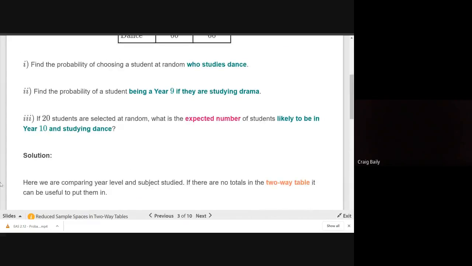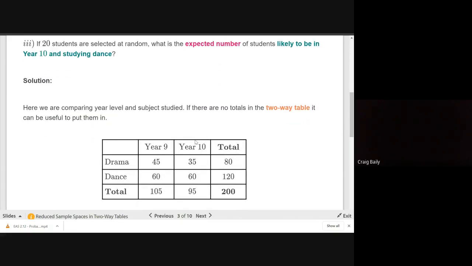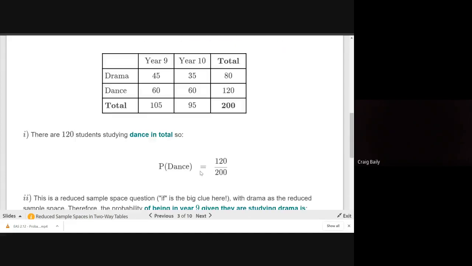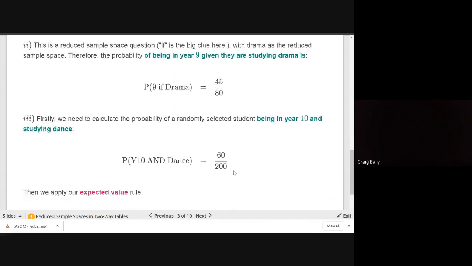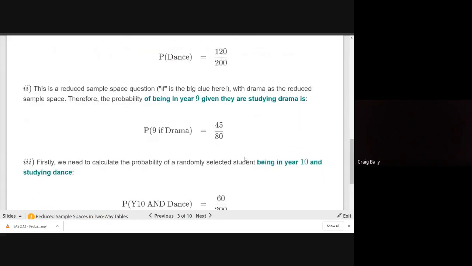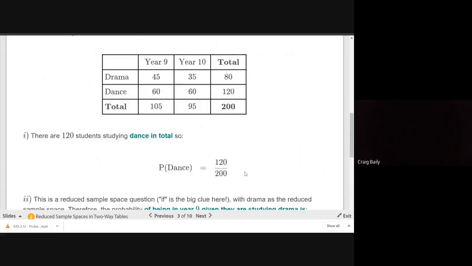And part 3, 20 were selected at random. What's the expected number? So what we've said about expected number is the probability of that event times the number of trials. So likely to be in year 10 and studying dance. So the year 10s that are studying dance, that's going to be 60 over the 200. Okay, year 10 and studying dance.